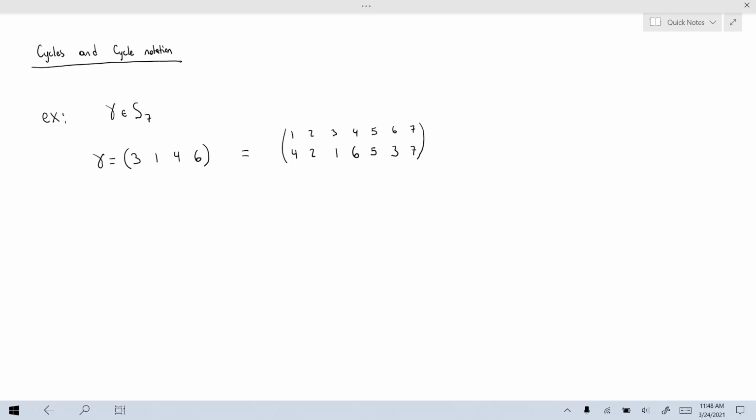All right, so I want to do some computations with cycles now, so we can get a feeling for how that will work. The first thing that I want to do is compute some powers of gamma.